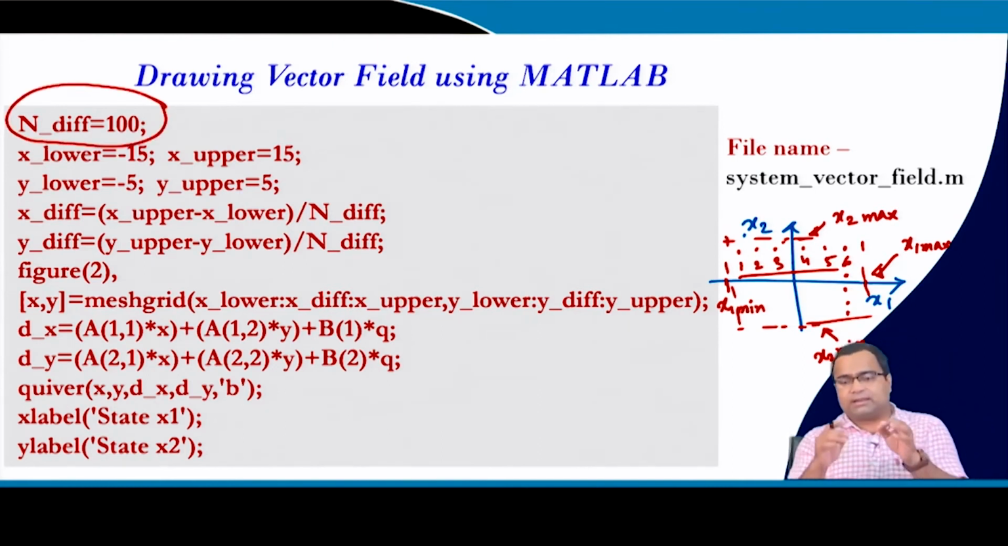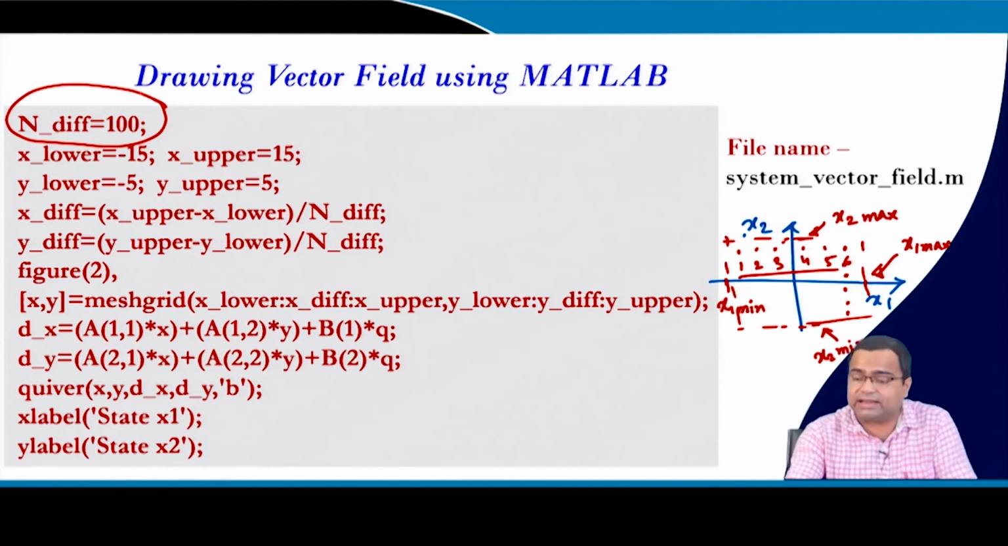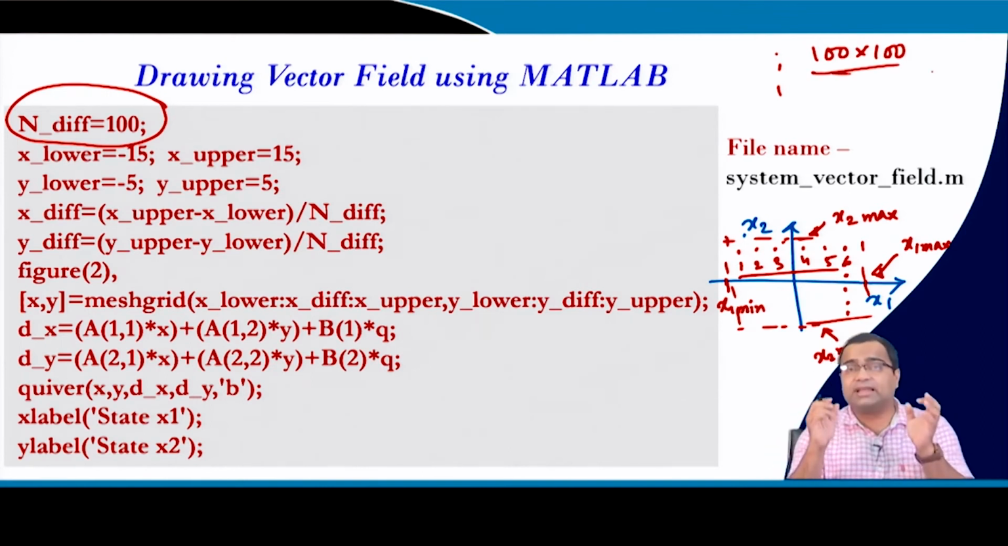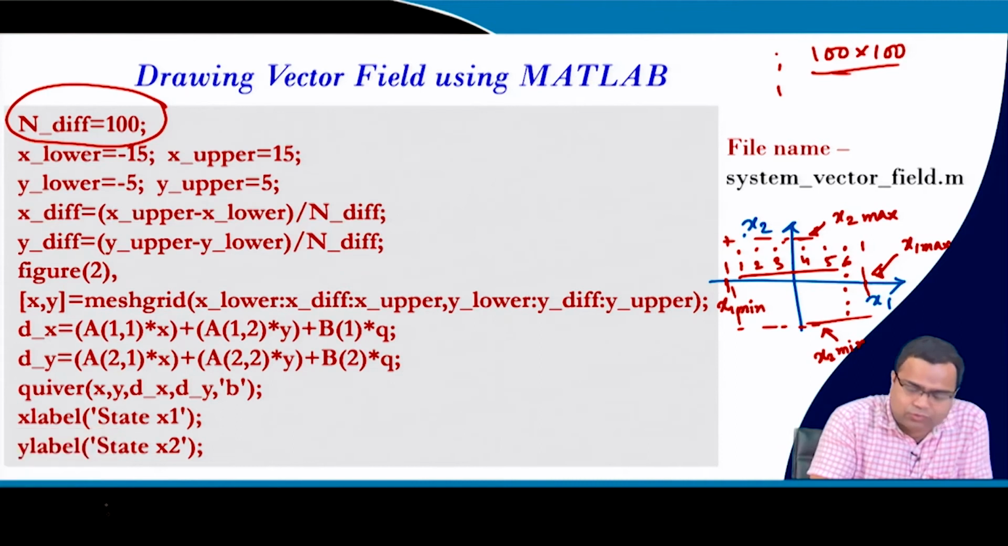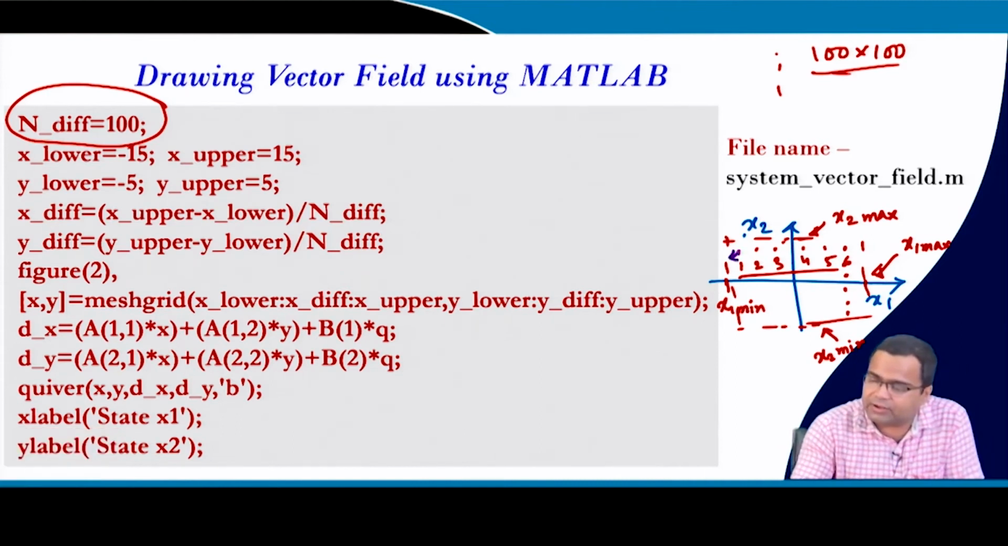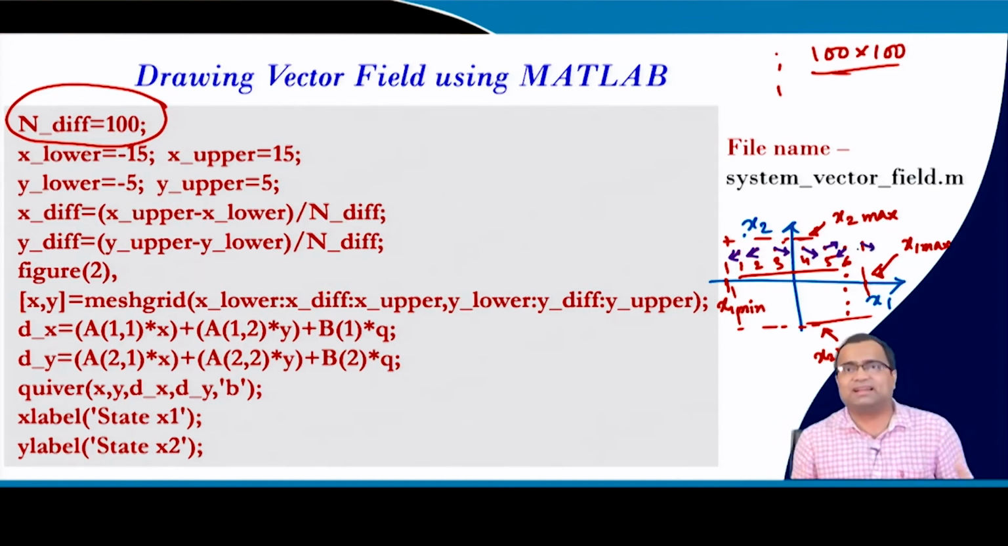If I give 100, that means 100 such points along the x axis, and the same number of points should be taken along the y axis. So, it will create a matrix like 100 cross 100, and each entry is a point in the phase plane where we want to draw the vector field. That means we are interested in drawing the direction of the vector field, how it looks. I am just drawing some arbitrary vector field, right. It is like magnetic lines of force, something like that.